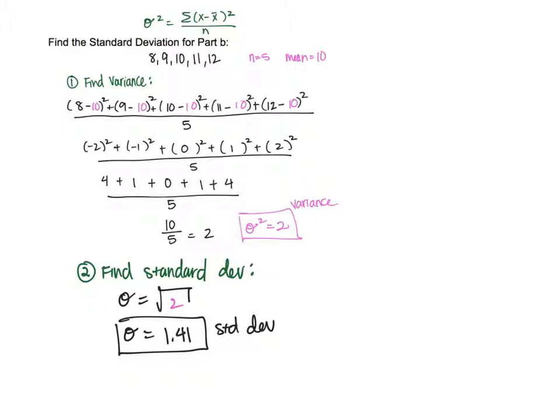You'll be needing to do that for your project. Now keep in mind, I did it for 5 data points. You will need to do it for at least 20 data points, okay? The minimum number of data points that you need is at least 20. All right, so I hope that helps you with your project.